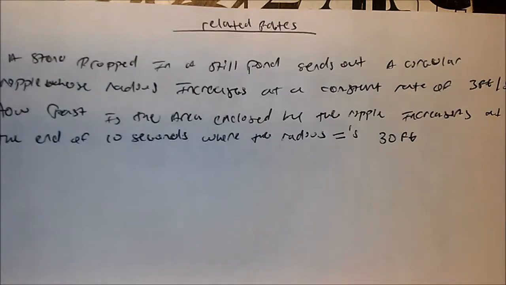A stone dropped in a still pond sends out a circular ripple whose radius increases at a constant rate of 3 feet per second. How fast is the area enclosed by the ripple increasing at the end of 10 seconds, where the radius equals 30 feet?